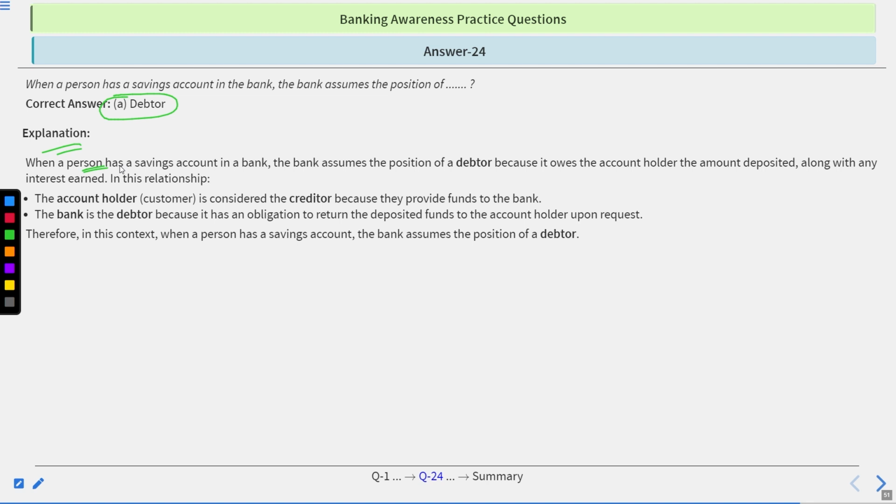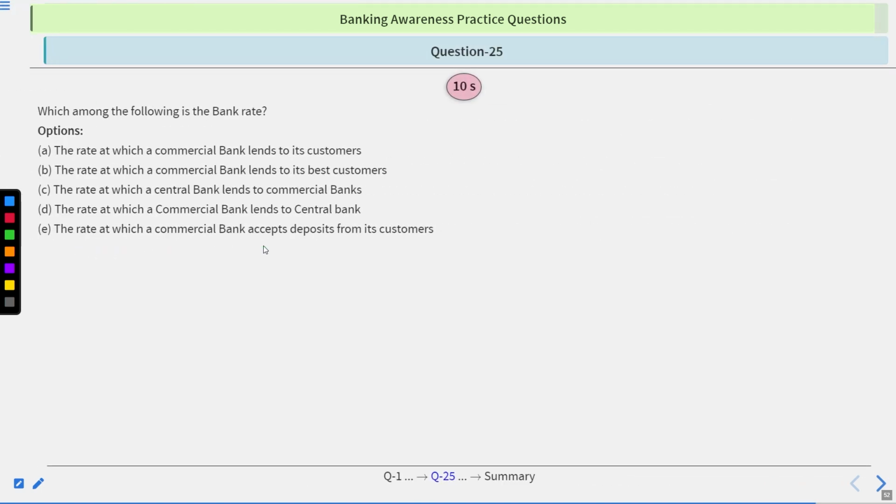Explanation. When a person has a savings account in the bank, the bank assumes the position of debtor because it owes the account holder the amount deposited along with any interest earned. In this relationship, the account holder, the customer, is considered the creditor because they provide funds to the bank. The bank is a debtor because it has an obligation to return the deposited funds to the account holder upon request. Therefore, in this context, when a person has a savings account, the bank assumes the position of debtor.